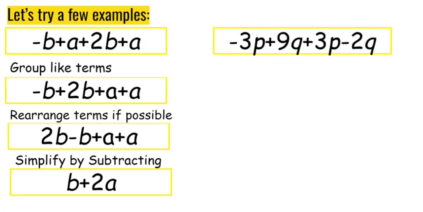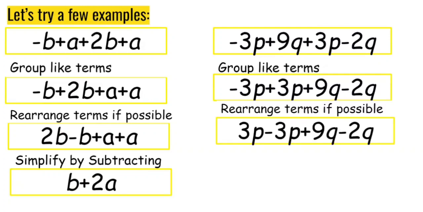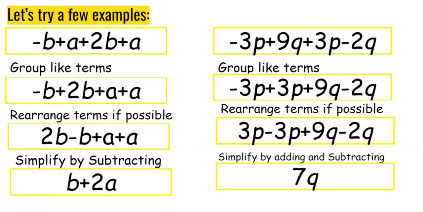Let's look at another example. Negative 3p plus 9q plus 3p minus 2q. Here we have a lot of different signs. We have both positive and negative numbers, and so we have to be careful. We go ahead and group our like terms. Remember that the signs move with the terms. We can further rearrange to simplify, and so we end up with 3p minus 3p plus 9q minus 2q, which is the same thing as 7q.